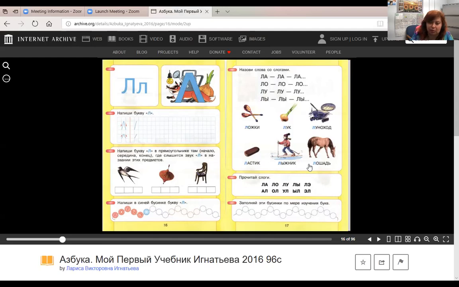And here is the assignment to read the syllables. That's right here, the other set of syllables. La, lo, lu, li, le. And now we have L at the end. Al, ol, ul, il, el. I know it's difficult for you right now because you don't remember what the previous letter means. But once you learn the alphabet, it will be easy to read.